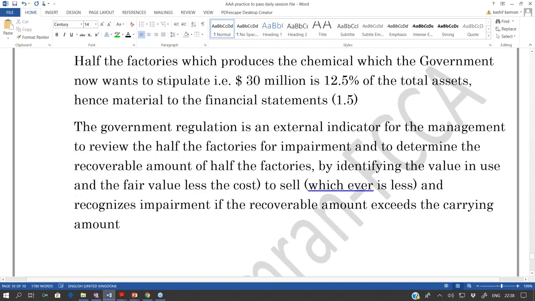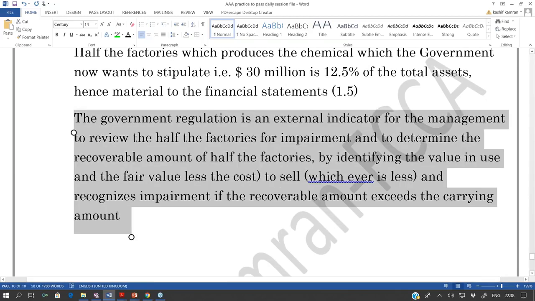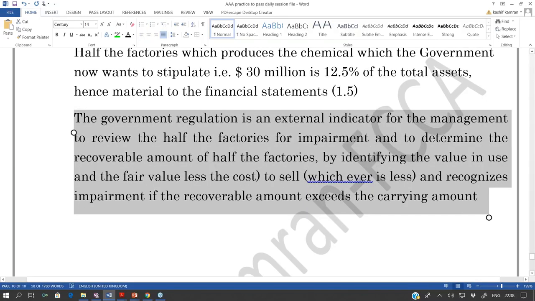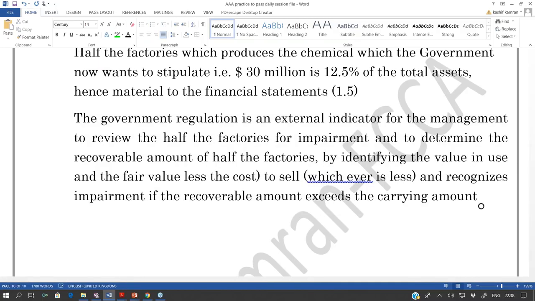And recognizes the impairment. So did I write the treatment? And for this treatment, how many marks will I get? For writing the treatment, how many marks will I gain?